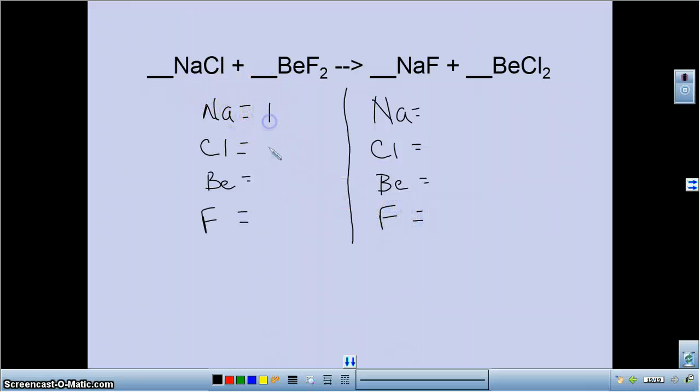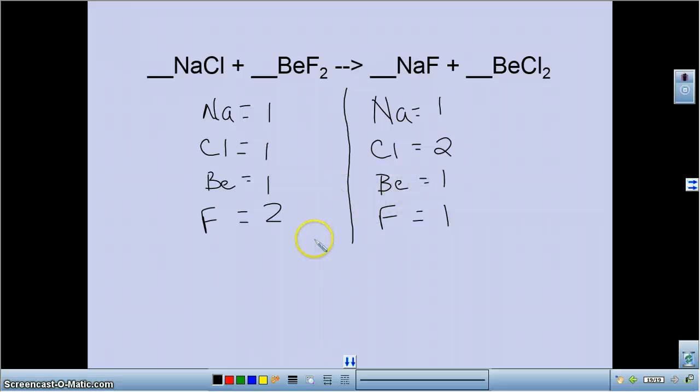Now we start by writing down how many we have of each. Do the same thing on the right-hand side. And so you look at it and say, is it balanced? And it's not balanced. So the first thing we're going to do is take a look at our metals. So our metals are balanced. Sodium 1, sodium 1, beryllium 1, beryllium 1.